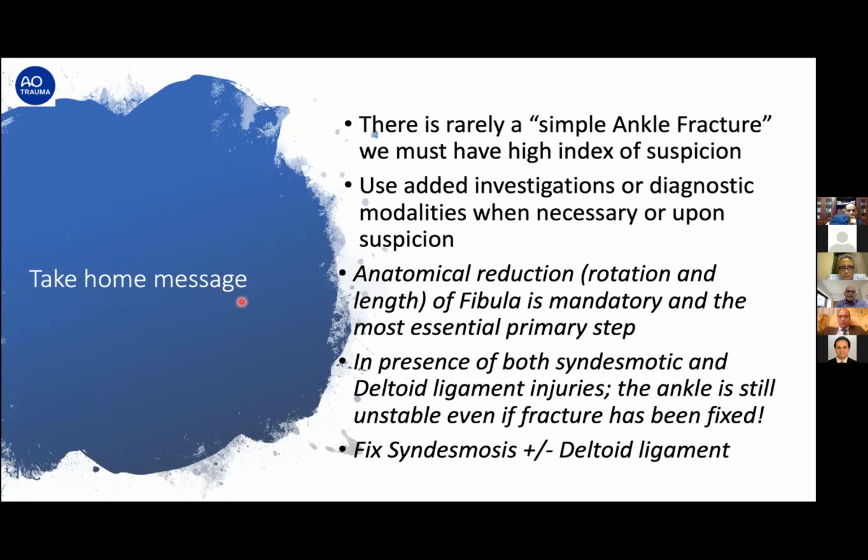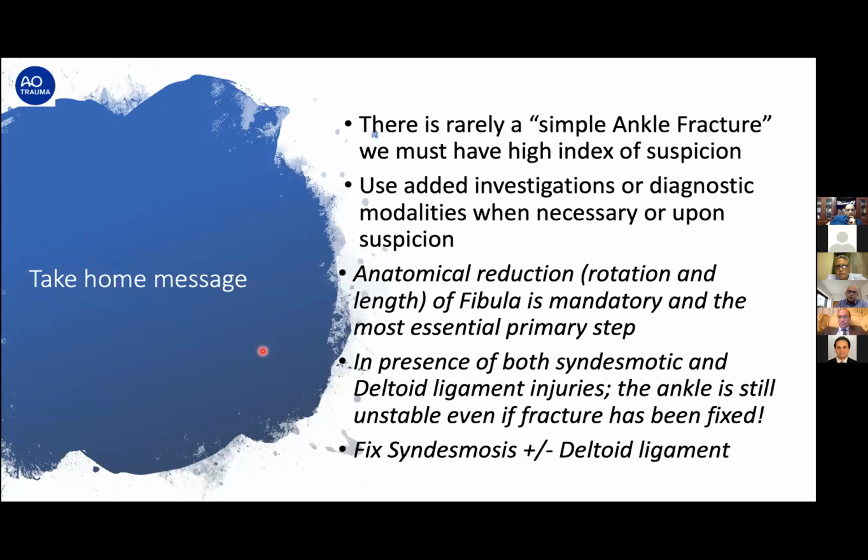So in the end, as a take-home, there is very rarely a simple ankle fracture. You should have a high index of suspicion. Even on the phone, you can ask a simple question. You should not be afraid to use other diagnosis or investigation modalities when you have suspicion. You should know how to reduce the most important part. Reduce your fibula. The fibula is the cornerstone, the rotation and the length. And we have to know how to assess that.